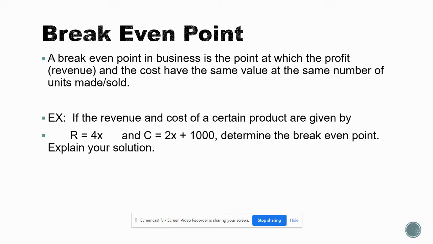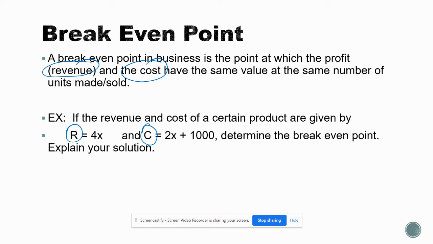A break-even point is the point where the profit or revenue, R, and the cost, C, have the same value at the same number of units sold. So if we have a revenue equation at 4x and a cost equation at 2x plus 1,000, determine the break-even point.